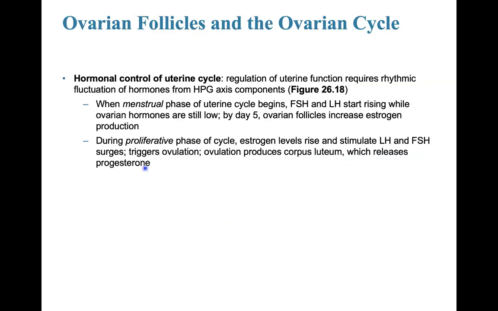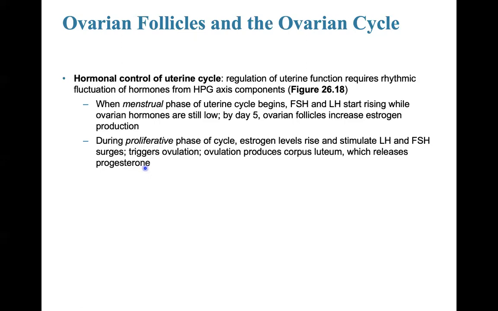Now, the hormonal control of the uterine cycle. The regulation of uterine function requires rhythmic fluctuations of hormones from that HPG axis. When the menstrual phase of the uterine cycle begins, FSH and LH start rising, while the ovarian hormones are still low. By day 5, the ovarian follicles increase estrogen production.